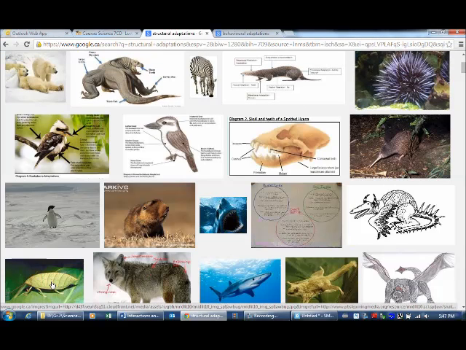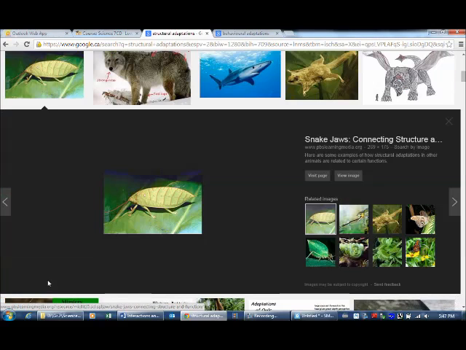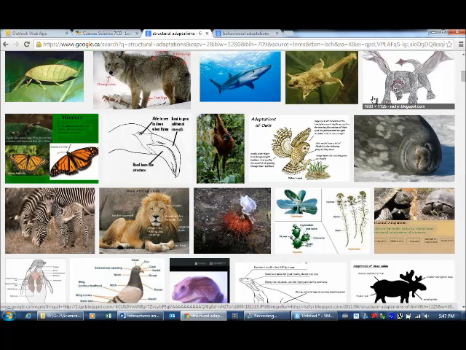Let's take a look at, oh, here's a good one. What is this? I don't even know what kind of bug that is, but it's some kind of a leaf bug of some sort. Its shape helps it to survive because it allows it to be camouflaged. So the actual shape of that organism helps it to stay alive, not be noticed by predators.